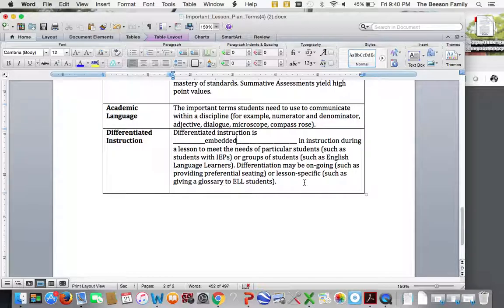You might provide them vocabulary support. You might provide visuals. You might provide audio, a video. You know, there are just so many ways. There's no right answer to differentiated instruction, but there are many right answers. So it's all the different ways that you support the different learners in your room.